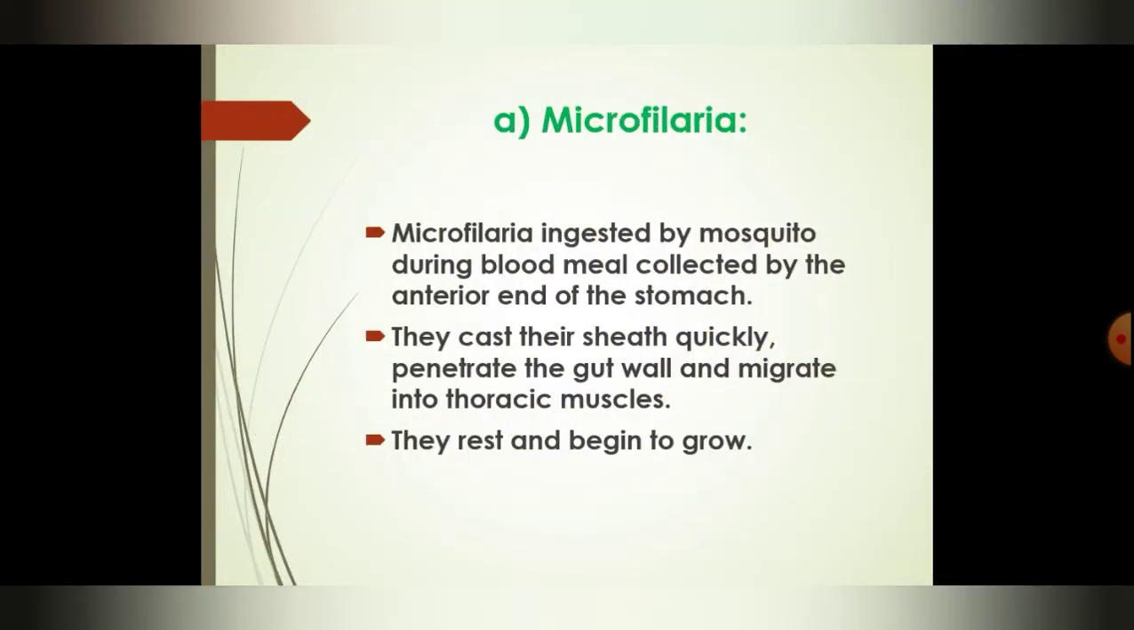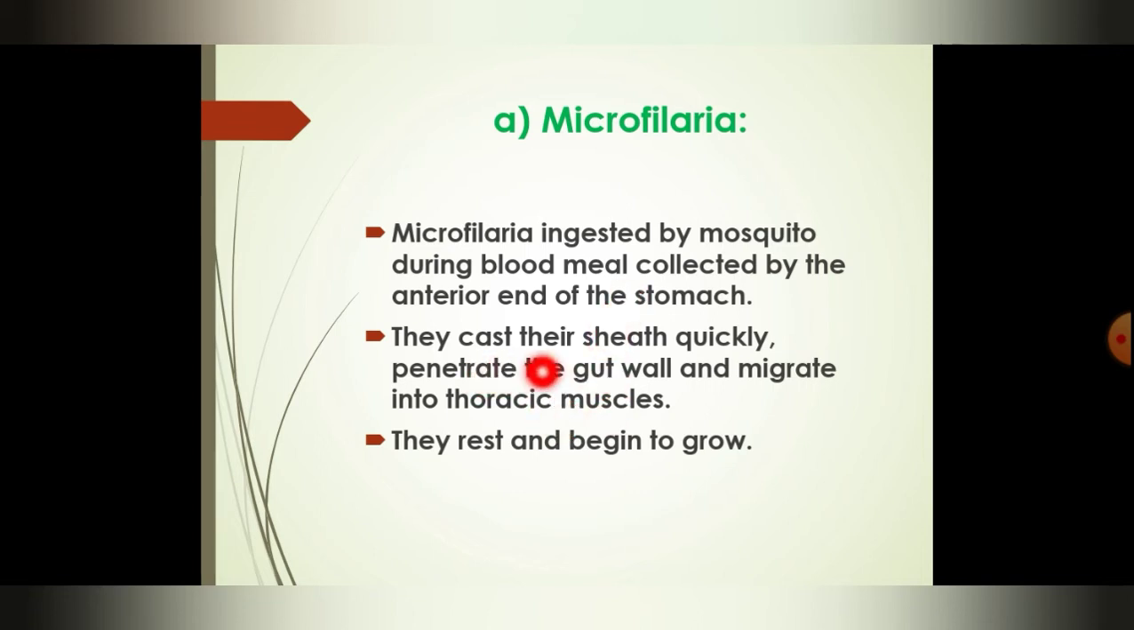Now microfilaria is ingested by the mosquito during blood meal, collected by the anterior end of the stomach. When the mosquito bites a human who has this disease, filariasis or elephantiasis, at that time it will collect the blood from the periphery. Usually the mosquitoes suck the peripheral blood, and the peripheral blood will have microfilaria, and that will be ingested by the mosquito.